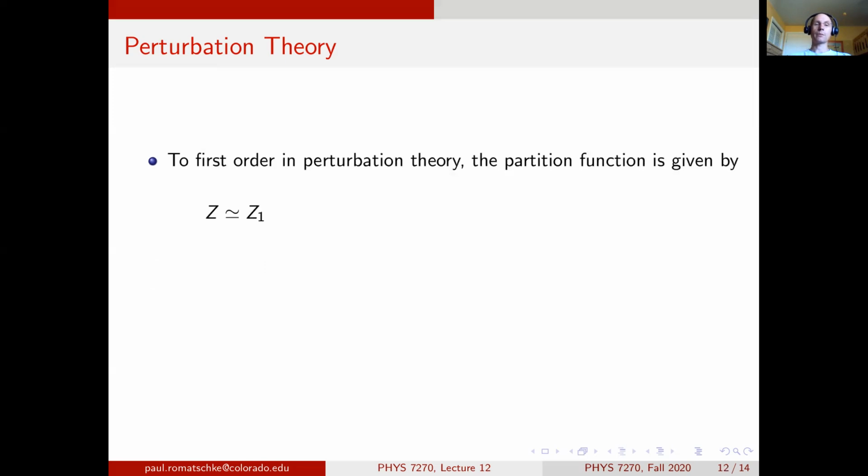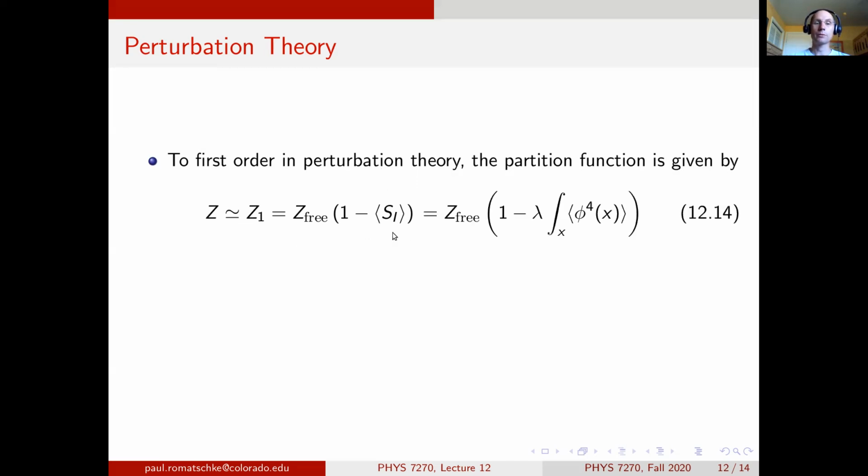So now, how does this work in practice? At first order in perturbation theory, the partition function is given by Z_1, where 1 now denotes the order in perturbation theory that we are working at. That just means we keep the first term in the expansion of the exponent. So that is just the expectation value of the interaction action. We can plug in the explicit result for this interacting part here. That's just the integral over the expectation value of phi to the 4.